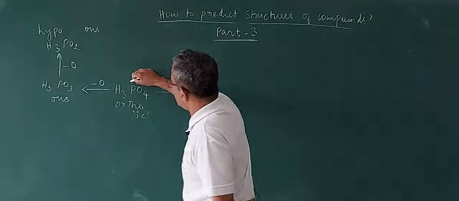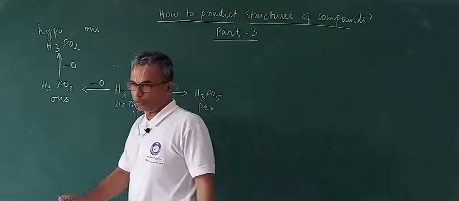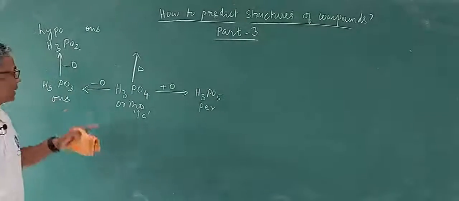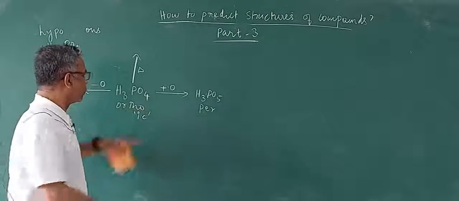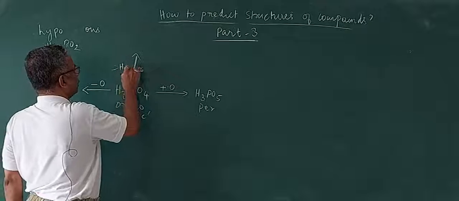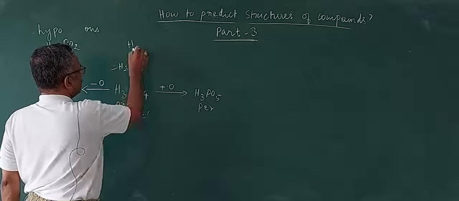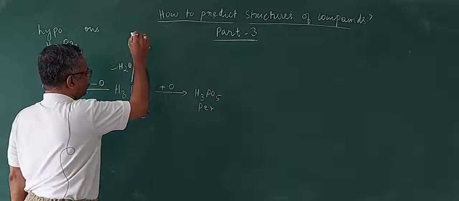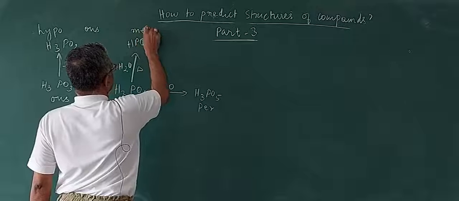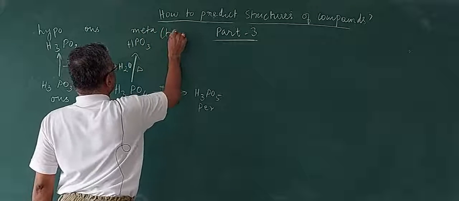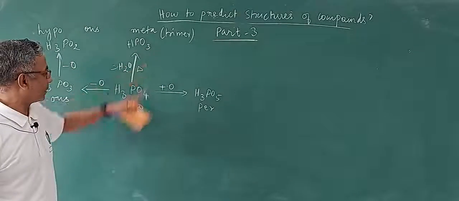Now whenever you heat any compound, if the compound contains hydrogen and oxygen, then a water molecule will be removed from that. So if you remove H2O from phosphoric acid, it will become HPO3. This will be called metaphosphoric acid. Actually this will exist as a trimer. We will see the structure later.